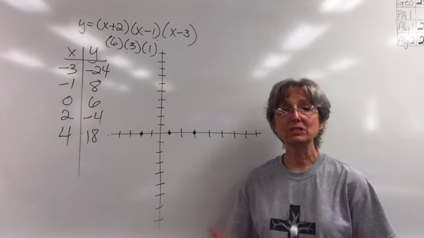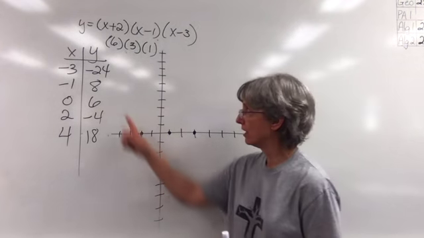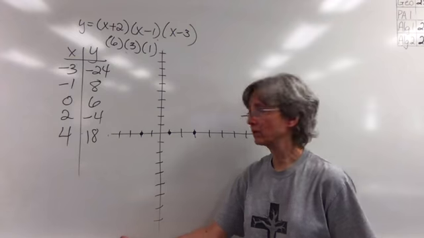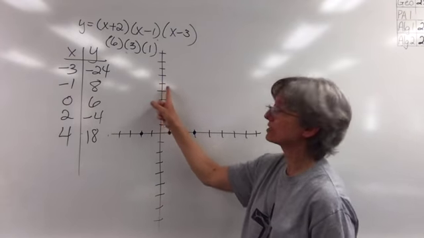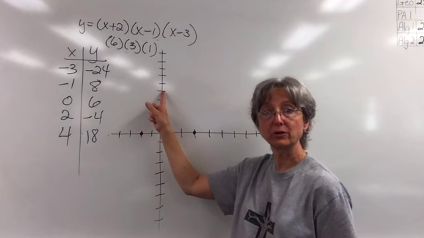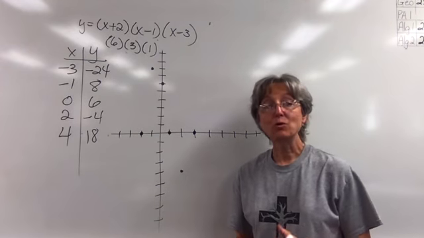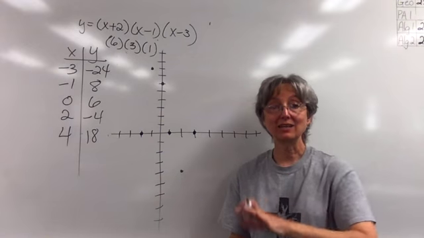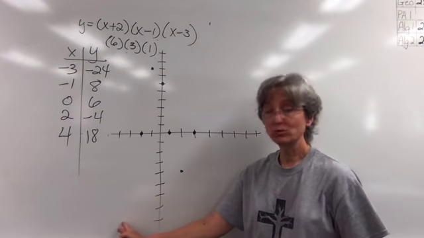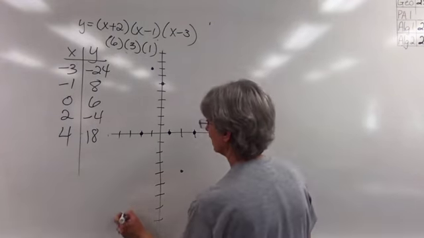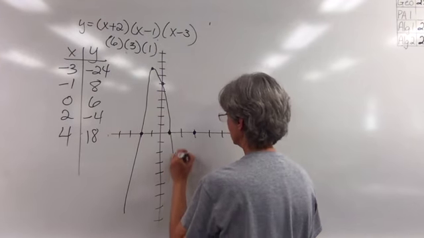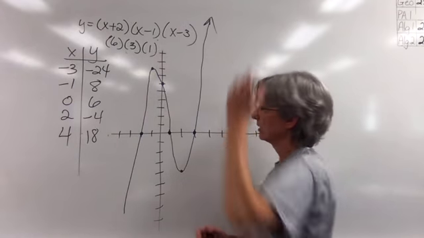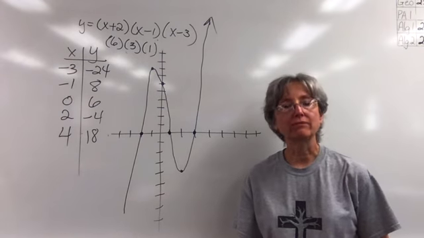So the last step is to plot those points. -3, -24 is off my graph, but -1, 8 is up here, and 0, 6 is up here. So let me plot those. Okay, now remember I connect the dots in order from left to right. This one is way down here. It's going to come up here, turn, go through there, turn, and go up. And there is my graph.